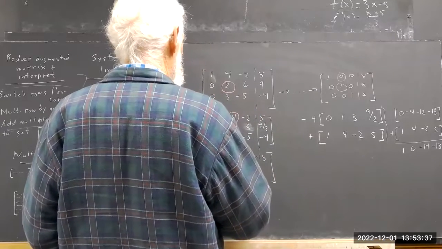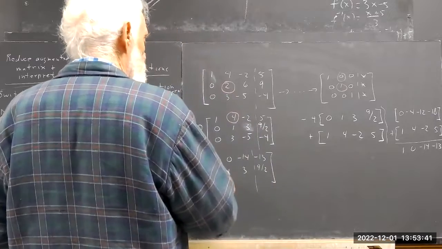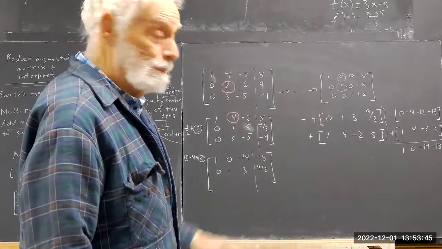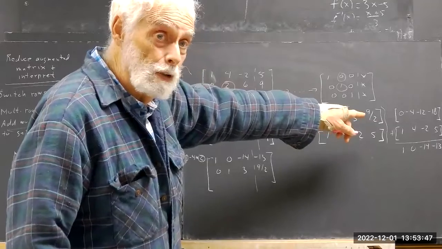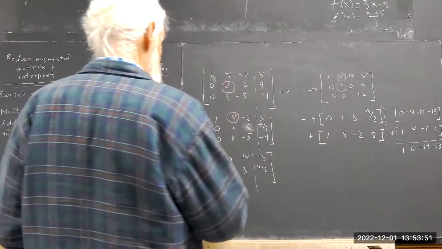I still have my row 2. I don't want to mess with this 1. I've got it where I want it. I don't want to change this row. I operate on it off to the side, not in my column.